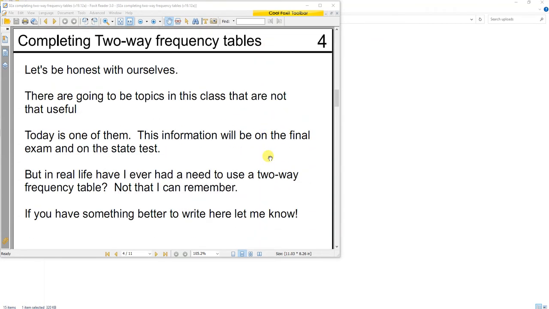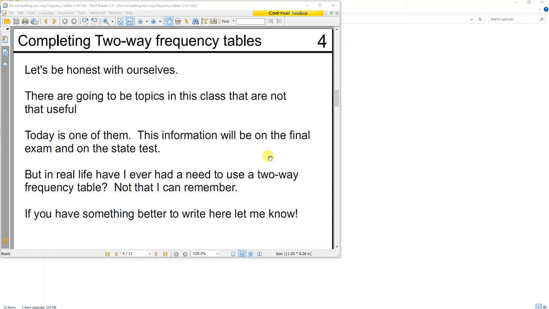Let's be honest with ourselves. There are going to be topics in this class that are not that useful. Today is one of them. This information will be on the final exam and on the state test. But in real life, have I ever had a need to use a two-way frequency table? Not that I can remember. If you have something better to write here, let me know.